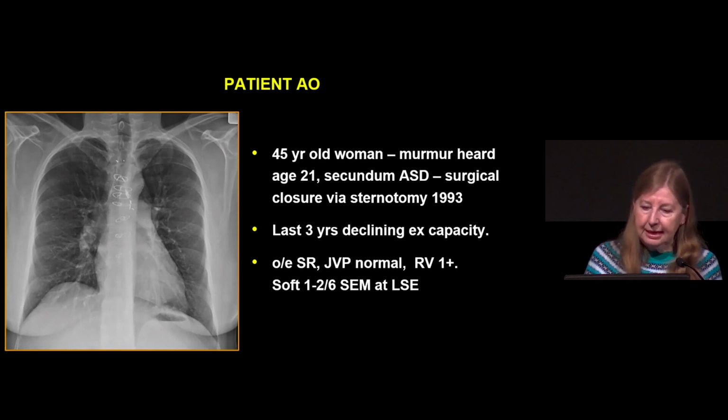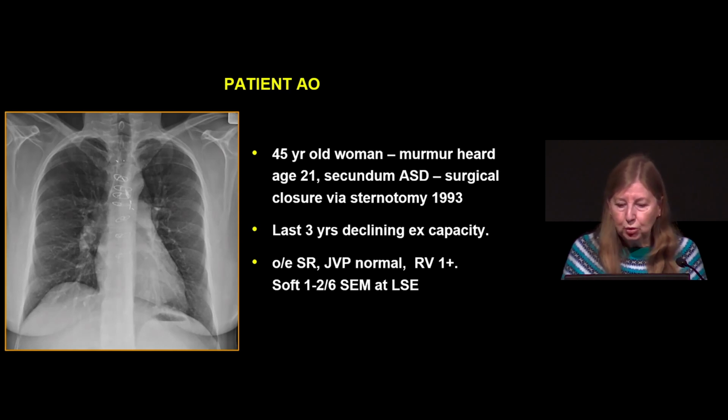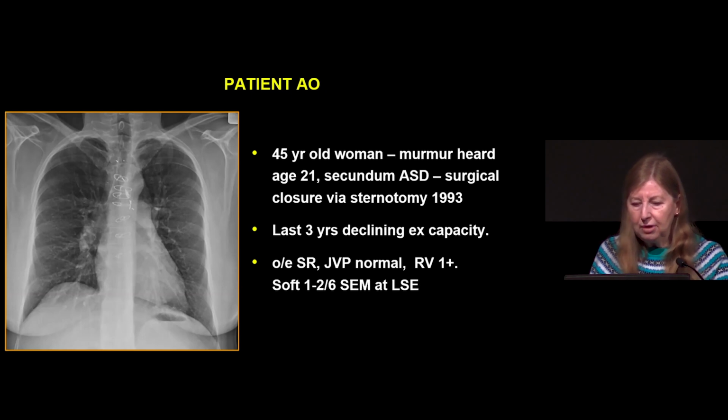And on exam, sinus rhythm, normal JVP, but the right ventricular parasternal impulse is prominent, and she's still got a 2/6 systolic ejection murmur at the left sternal edge. And you might say on here that she may have some increased pulmonary plethora and perhaps some RV enlargement, as you see in this chest X-ray.